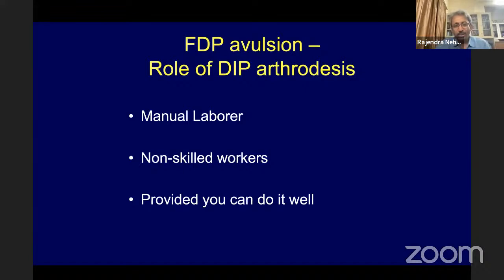Is there any role of DIP arthrodesis? Yes, definitely. Whenever I have a patient with FDP avulsion, if the patient is a manual laborer or a non-skilled worker, I explain to them that even DIP arthrodesis can give you a good result. So we do DIP arthrodesis in 5 degrees of flexion, and you can have a good result with that. However, whenever you do DIP arthrodesis, as orthopedic surgeons you know it is not very simple. Again, you have to be really careful when you do DIP arthrodesis to get a good result.